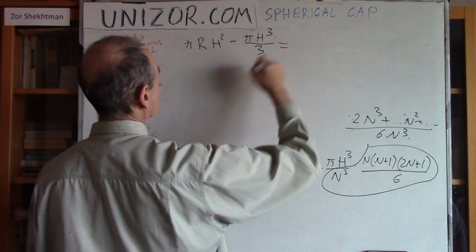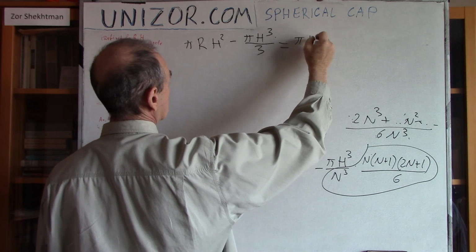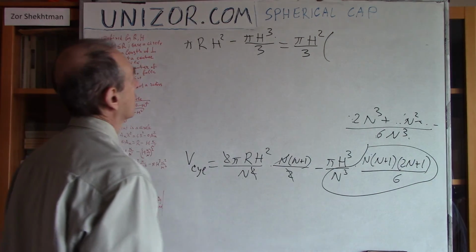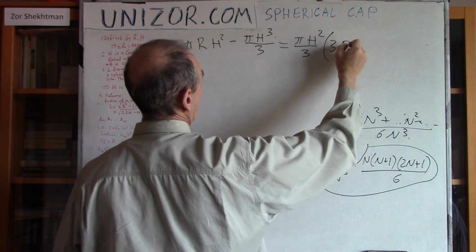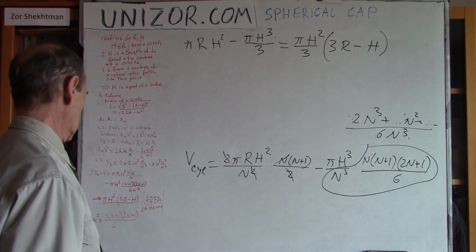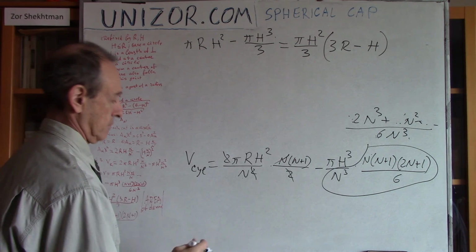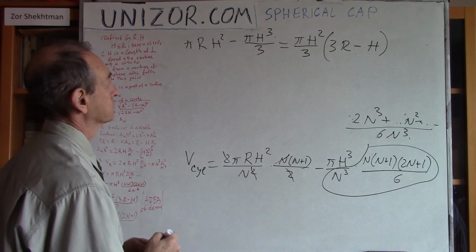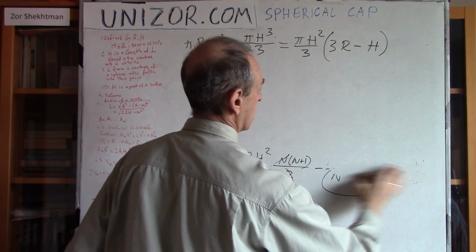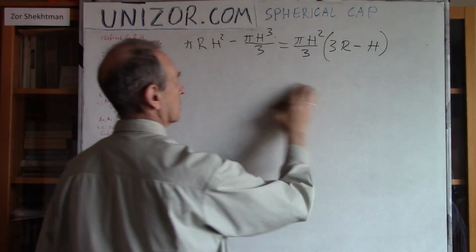Let me just simplify it a little bit. Let's say pi h squared divided by 3, and I will have 3r minus h. Is that right? Yeah, right. So that's the volume of the spherical cap, where r is the radius of the sphere and h is the height of the cap.